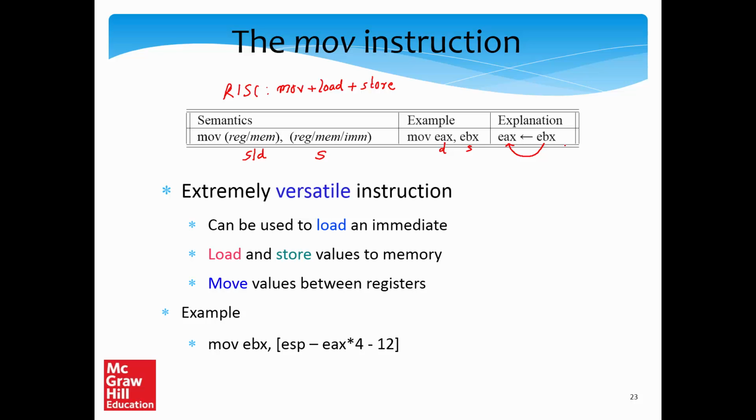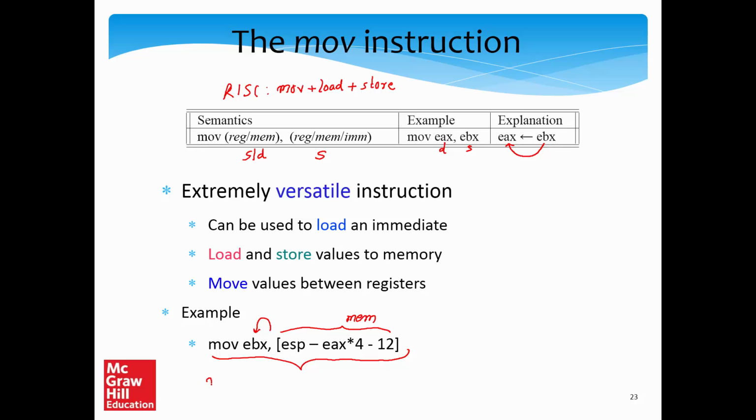Instead of this, I could have always written something of this type. In this case, this is actually a memory address, right? So what we are doing is that we are reading from memory. The first thing that we are doing is computing the value of this expression by accessing the registers ESP and EAX. Then we are accessing memory. We are reading 4 bytes, and then we are saving those 4 bytes in the register EBX. So this is a load.